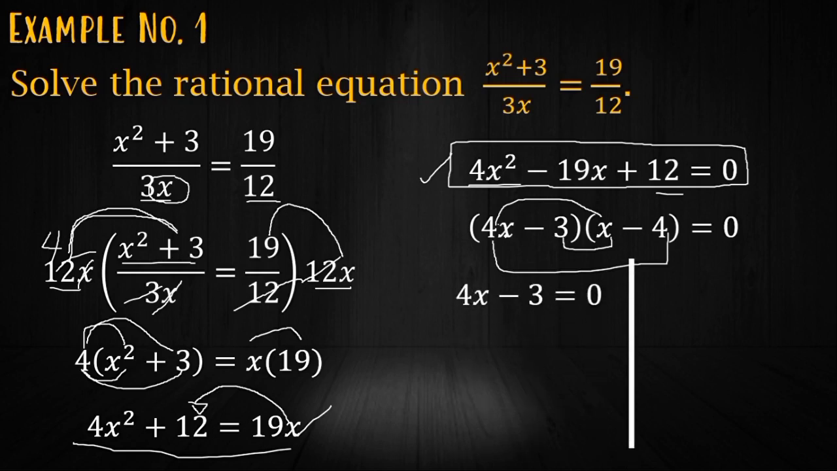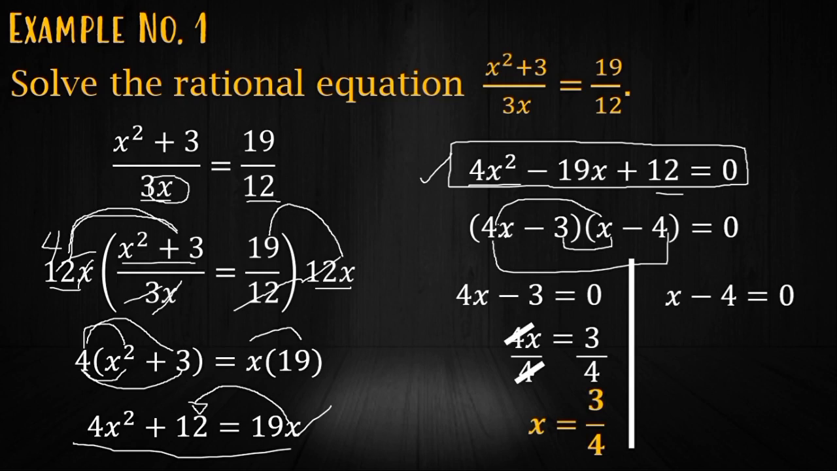And then apply ZPP, just like what we did last week. When we say ZPP, we make each of the factors equal to 0. So if we have 4x minus 3 equals 0 here, the other one would be x minus 4 equals 0. Then we transpose 3, divide both sides by 4, and the value of x is 3/4. On the other side, x is equal to 4. So this is the answer to this rational equation, x squared plus 3 over 3x equals 19 over 12. Next, another example.